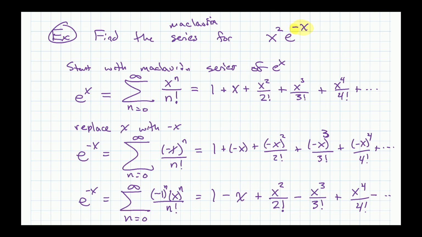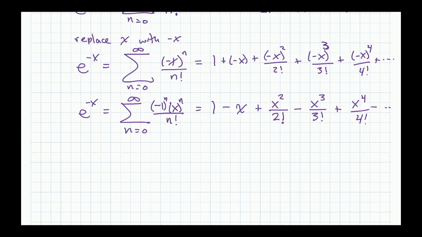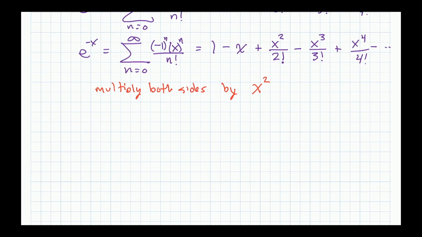Well, the x squared is just being multiplied, right? So if we just multiply both sides, we're just going to use regular algebra here. So this is a new idea. Multiply both sides by x squared. So if you do that, on the left side, you're going to get x squared e to the minus x, of course. That's what you want. Here, you're going to get -1 to the n, x to the n. Now you're adding an x squared.